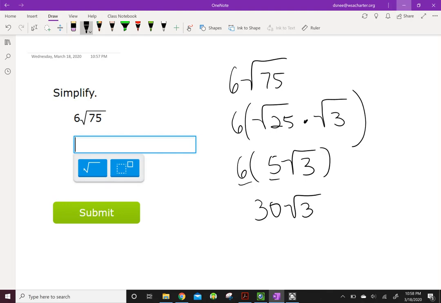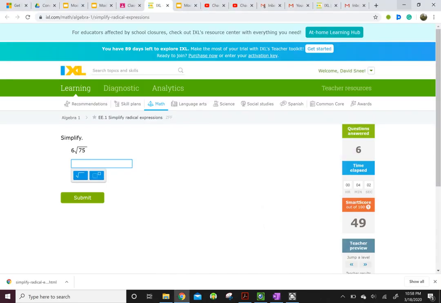Let's see if that works. 30 root 3. Brilliant. 4 root 8. I'm going to take out a 4 and a 2. The square root of 4 is 2. 2 times 4 is 8. So 8 root 2.